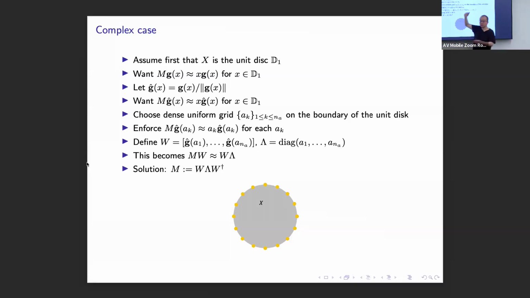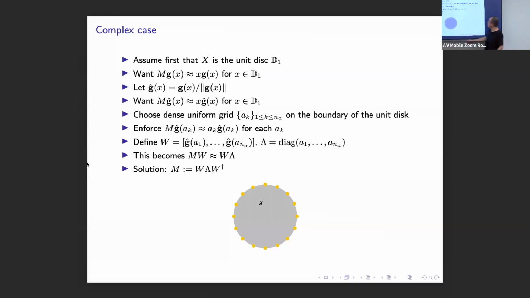This is typically what you learn in a linear algebra class, right? How do you turn the definition of the eigenvectors and eigenvalues into a matrix form so that you can talk about eigenvalue decomposition? So this is the constraint that we need to satisfy. And the numerical solution is actually pretty easy. I simply set my eigenmatrix to be W times lambda times the pseudo inverse of W. So that's essentially the algorithm.